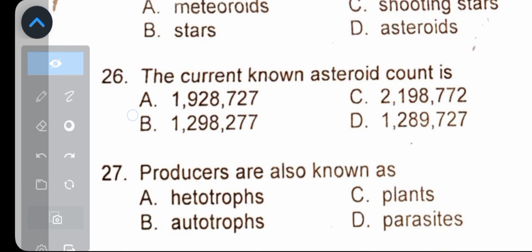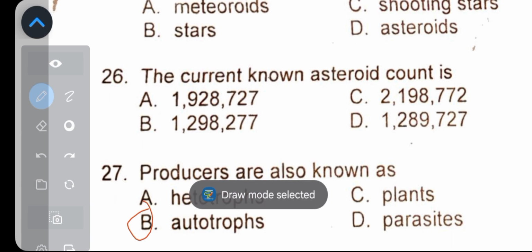Question 27. Producers are also known as A. Heterotrophs, B. Autotrophs, C. Plants, D. Parasites. The answer to question 27 is B. They are autotrophs.